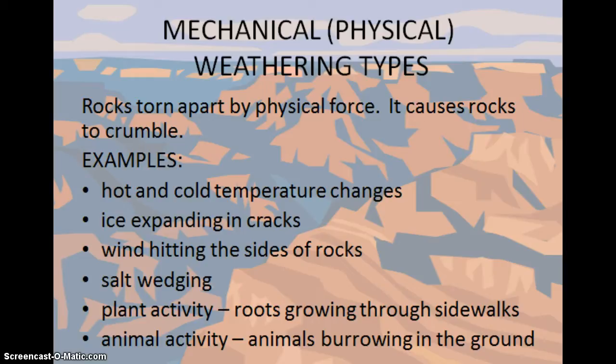Wind hitting the side of rocks. Especially think of canyons. That's how a lot of the canyons were made, and beautiful arches down in like Moab and St. George area, southern Utah. A lot of those arches are formed because of wind hitting them. Salt wedging. Salt is oftentimes in our rain. So when it rains, it's got little tidbits of salt. It gets stuck in the rocks and it wedges them apart.